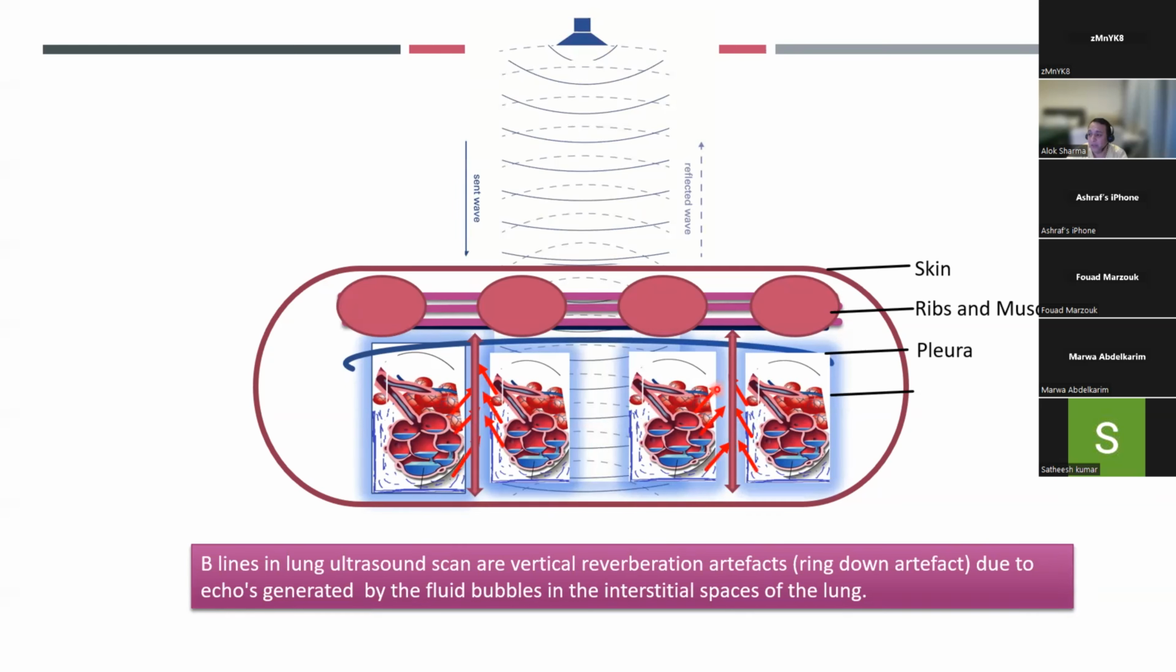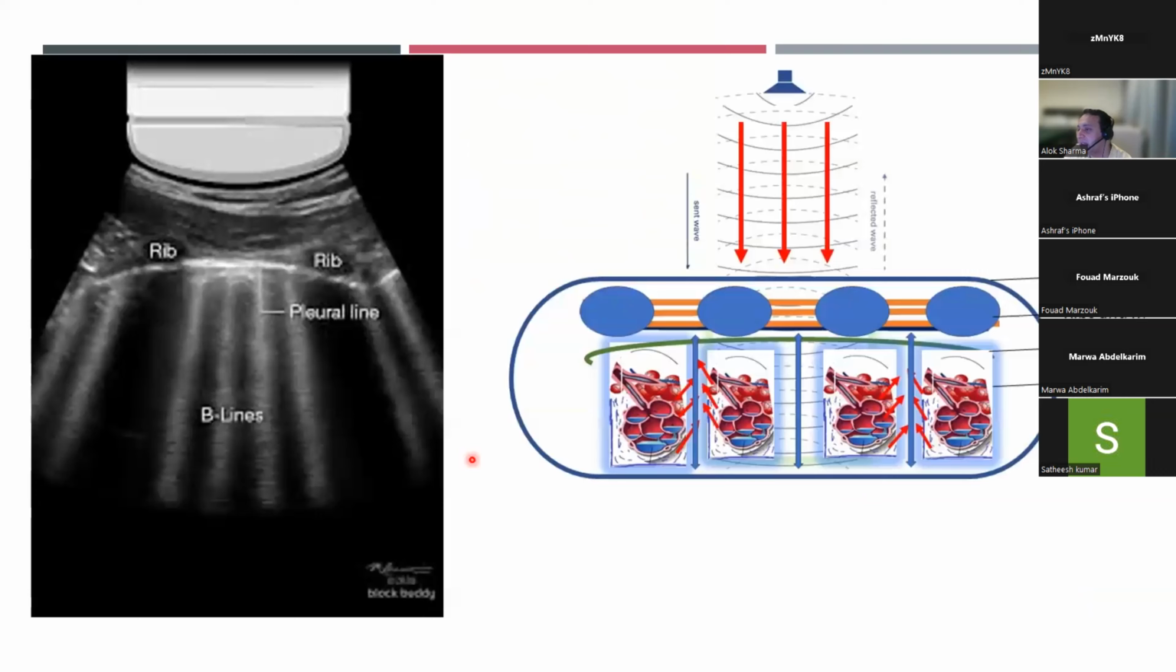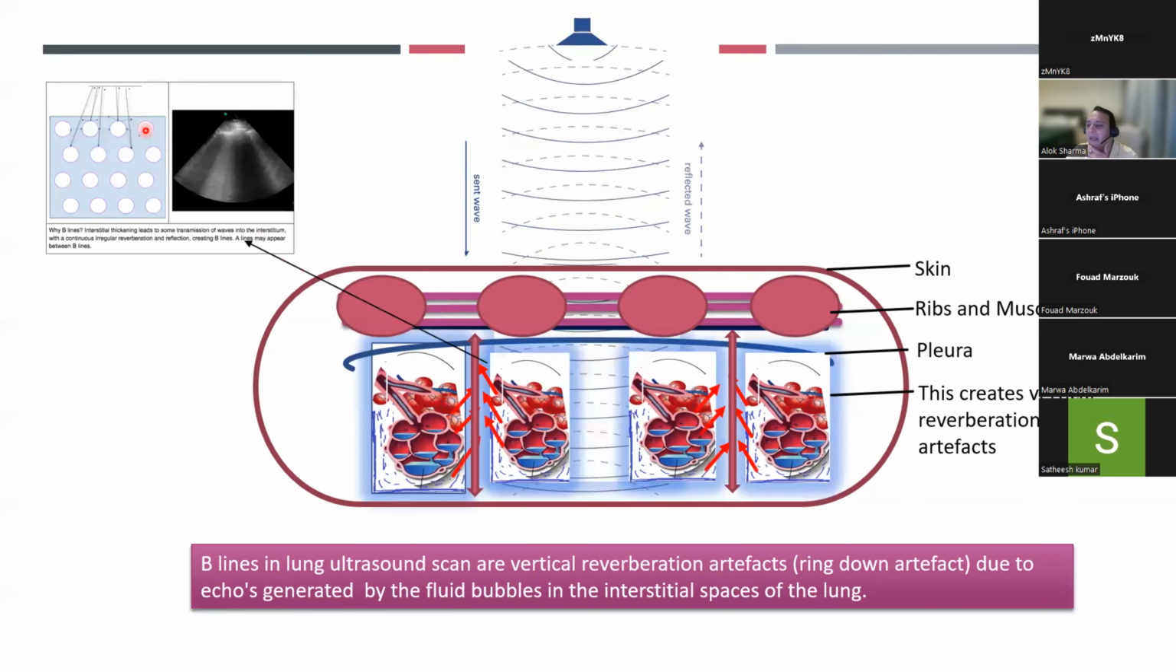Now, because they're stuck within the tetrahedron, rather than creating these horizontal A lines, they completely obscure the horizontal A lines, and you get these bright areas of vertical reverberation artifact. And these reverberation artifacts are basically called B lines. Why are they formed? Because sound waves incident in these tetrahedrons are basically stuck, and they're causing this area of the lung to basically shake.